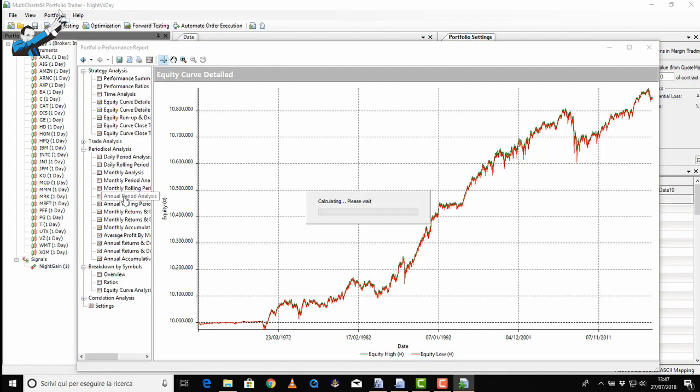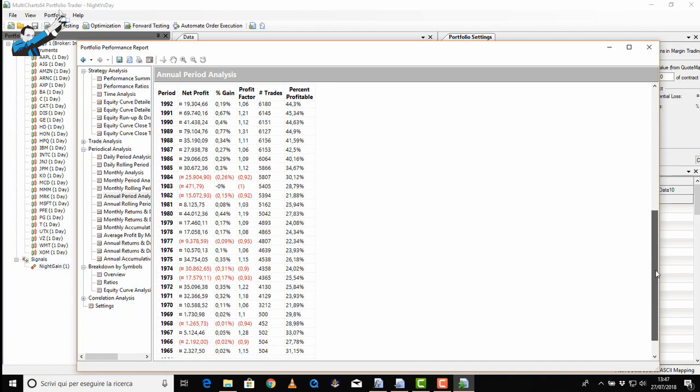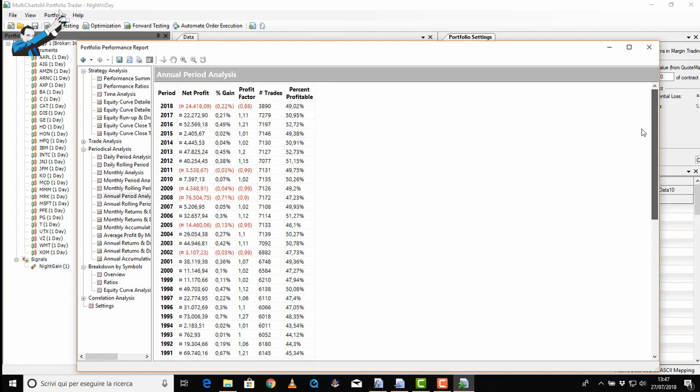Here we go into the annual period as we did for a previous case. And we've already seen from a chart something here, but let's have a look at the annual period. You see there are, I would say, more losing years than in the previous case. So also this confirms that the overnight trades are better than the intraday trades.